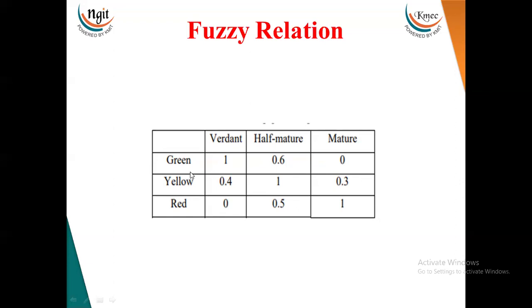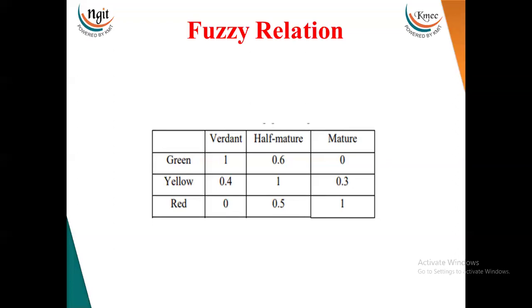Suppose if the fruit is 0.4 yellowish, it is verdant. If it is 1, it is half mature. If it is 0.3, it is mature. Okay, that is not completely mature, but 0.3 may be accepted as mature. Clear? So the red is 0, so there is no chance of verdant. If the red is 0.5, it is half mature. If red is 1, then I can fix that it is mature.